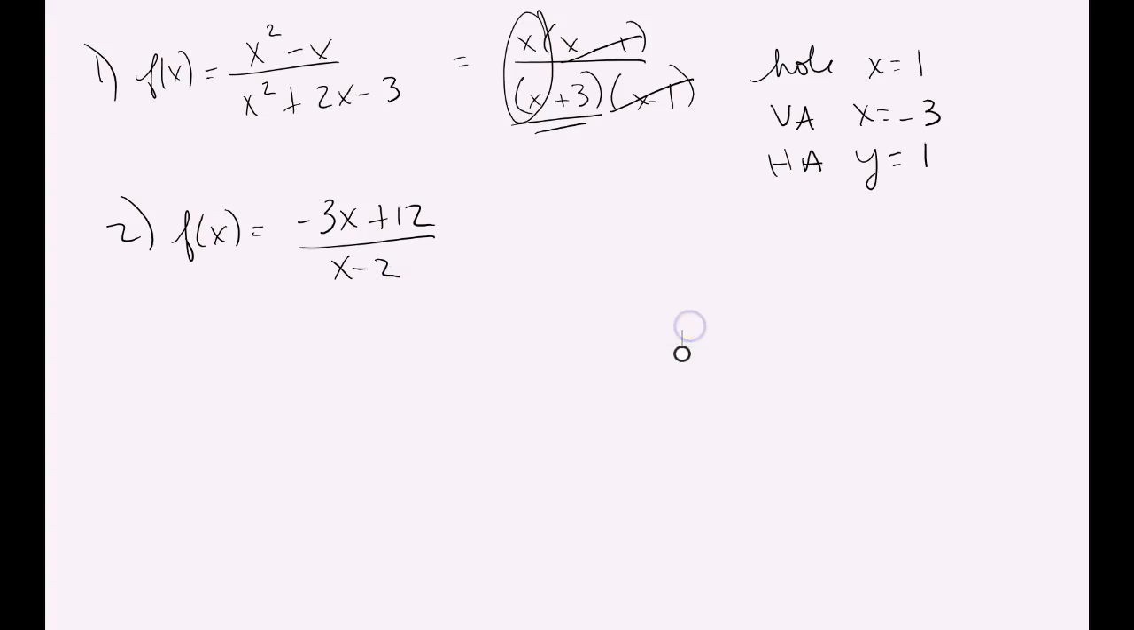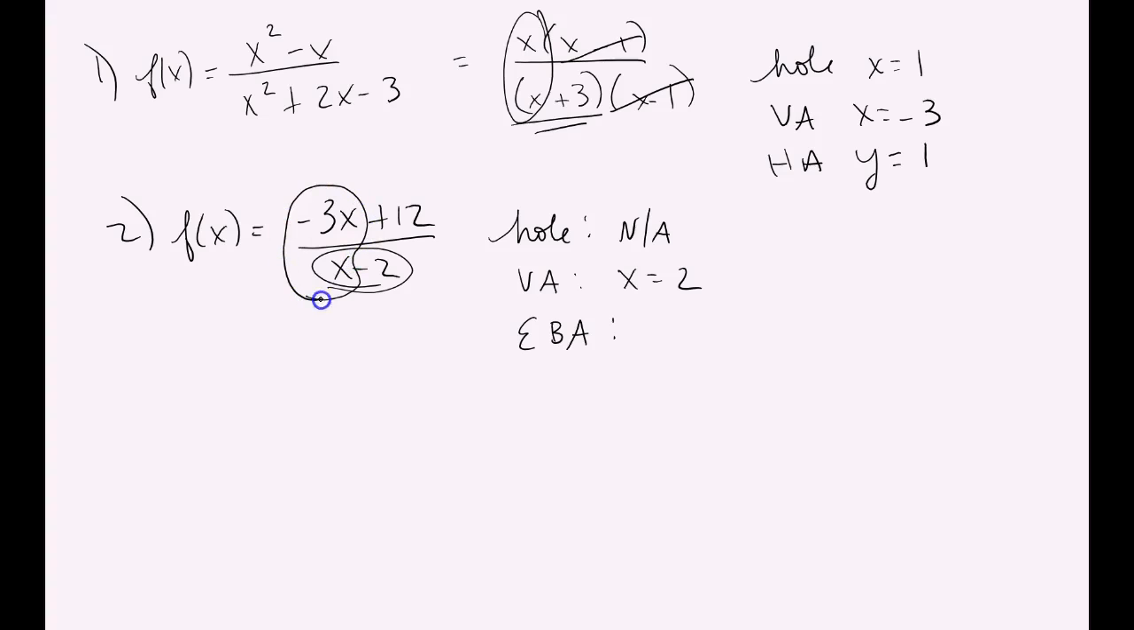So I'm going to go ahead and factor just in case. Actually, you know what? I'm not going to factor because I just did it in my head and they're not going to cross out. So there is no hole, okay? Not applicable. For a vertical asymptote, I'm going to set this equal to 0. And for my end behavior asymptote, I'm going to compare these, okay? So I've got negative 3x to the first over x to the first. So I can just reduce that and get y equals negative 3. So it's technically a horizontal asymptote in this case, not a slant, okay?